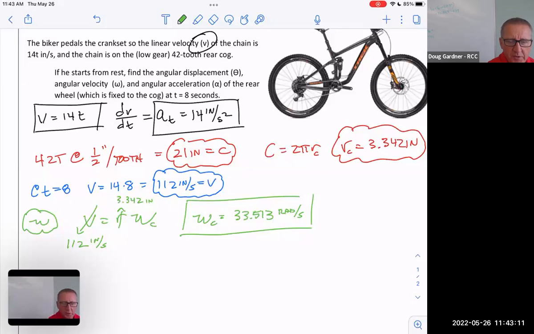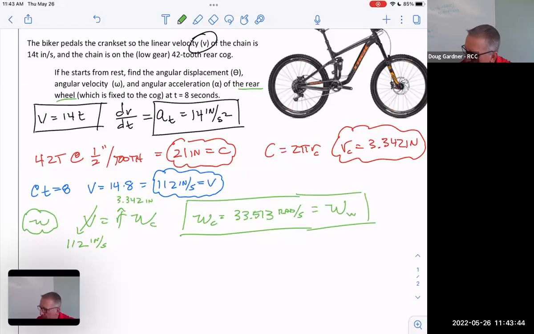Now, do you remember in the original question though, I asked for this with the rear wheel, not the rear cog. But as I said a second ago, those are hooked to each other. So that actually is the same. The cog is hooked to the wheel. However angularly one turns, the other turns the same.